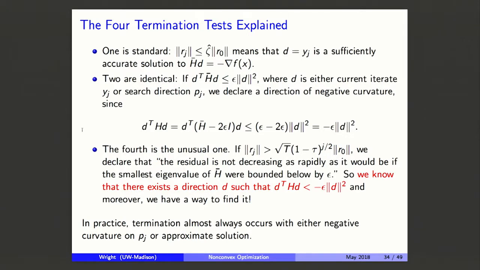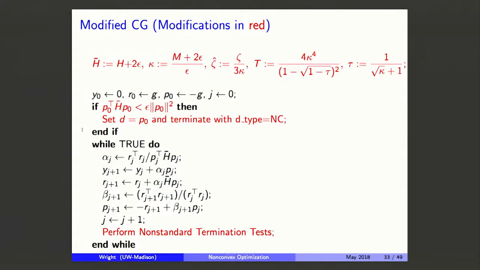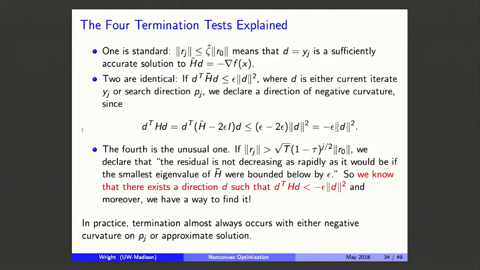Two of the other tests are if we come across a direction where the curvature of h bar is small. Now notice h bar here is the damped version of the Hessian. I took the Hessian and I added on 2 epsilon. So if the curvature in h bar is small, that means that the curvature in the original h is below minus epsilon, okay? And so in that case, I figure I found a direction of negative curvature in the original Hessian, so let's use that as the step, okay? Negative curvature step.